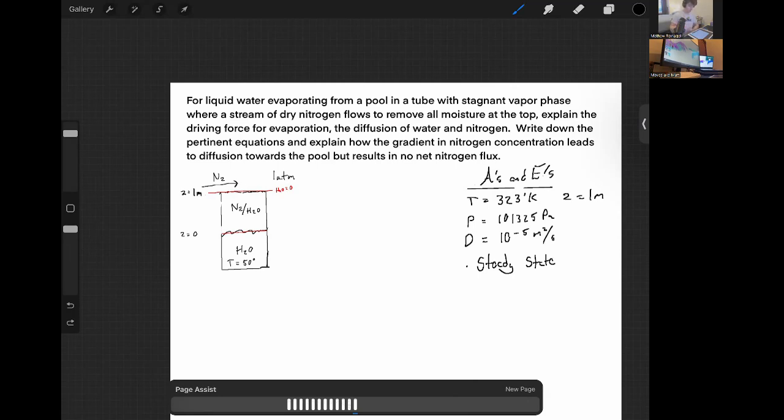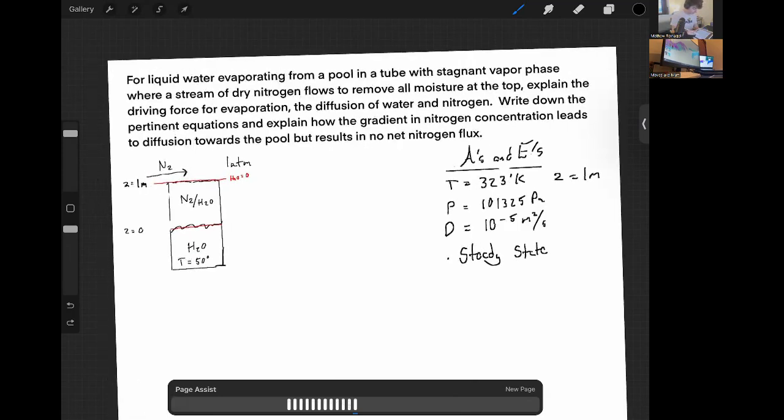So I'm going to go ahead and graph a rough sketch of what water and nitrogen would look like throughout the system, with concentration and distance, where the start I'll call 0, and the end is 1 meter. And we'll use some math and some common sense to begin this problem.